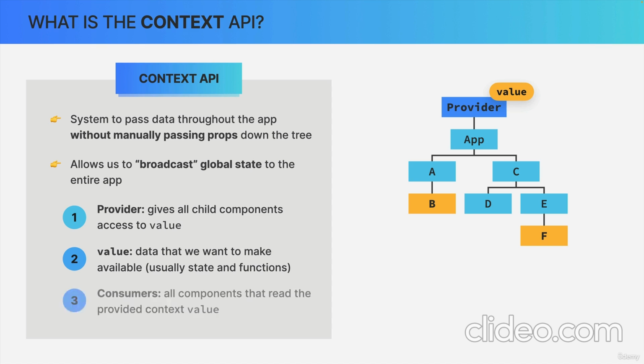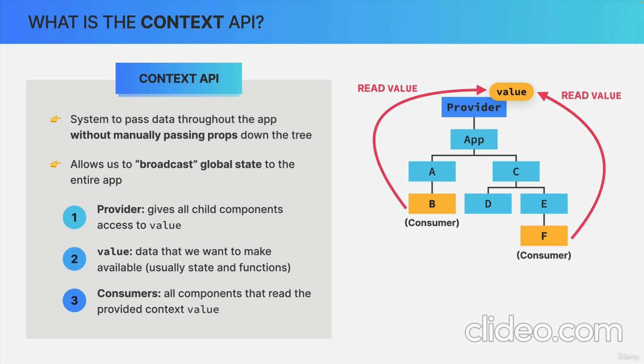Finally, we have consumers, which are all the components that read the value that we passed into the provider. So, in other words, consumers are the components that subscribe to the context, and so they are able to read the value from the context. And we can create as many consumers as we want for any context provider. Okay, so that's how the context API works. But what happens when the context value actually changes? So when it gets updated? Well, this is where the interesting part begins.